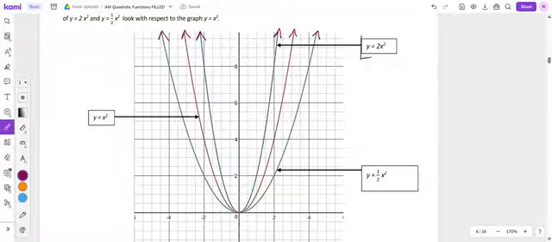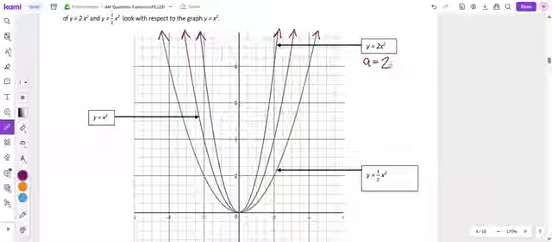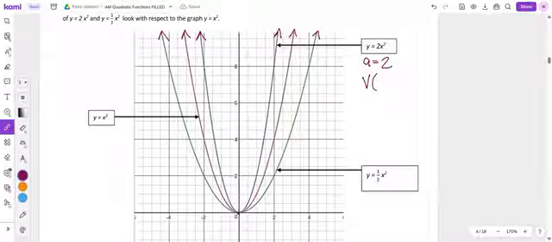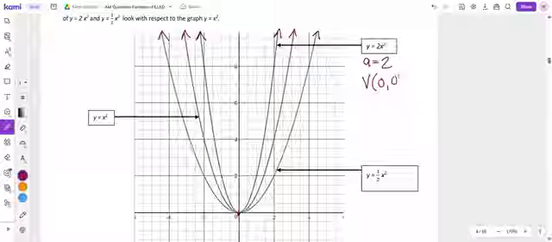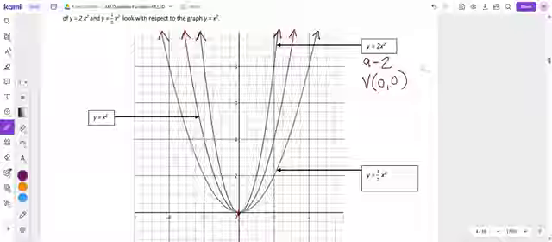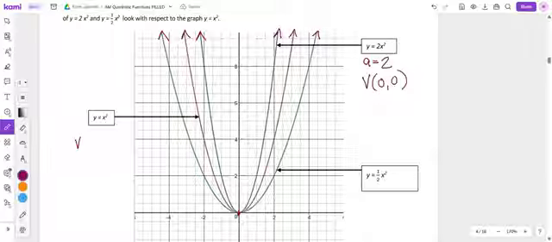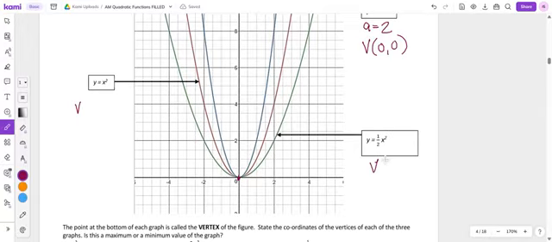Okay. So let's look first at this box here. Y equals 2x squared. What is the A value here? A equals 2. Where is the vertex? Okay, look at it. Where's the vertex? Talk with your seat partner. What do you notice about the vertex of these 3 parabolas? And go ahead and write down that vertex for all 3 of them. They're all at the origin.